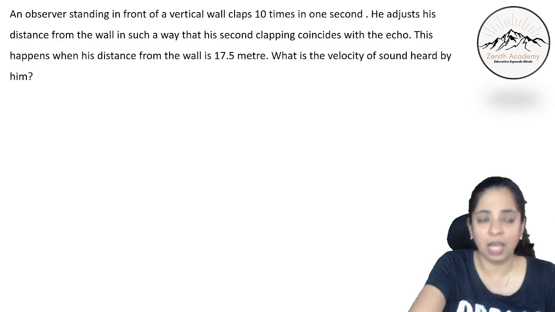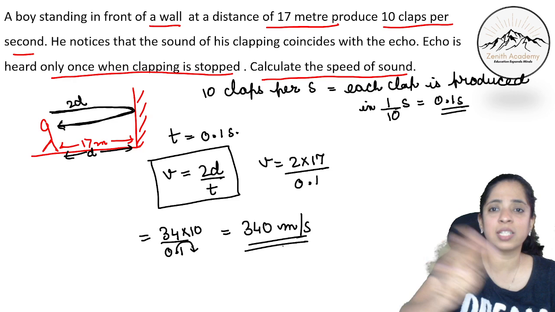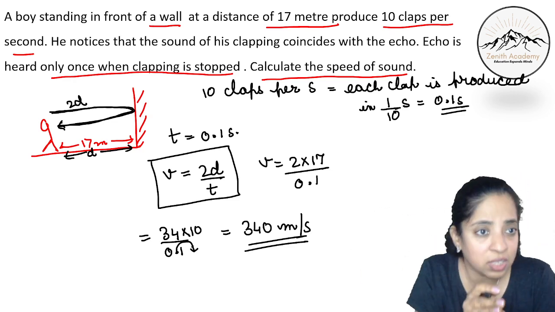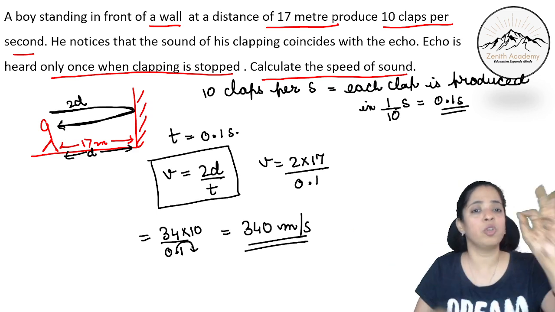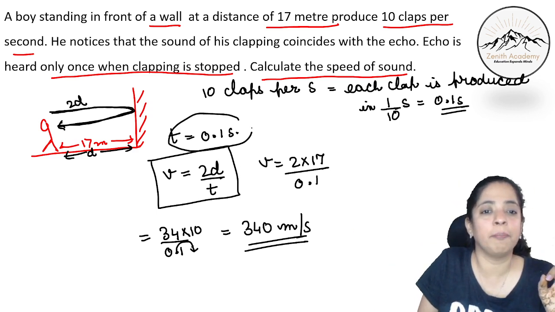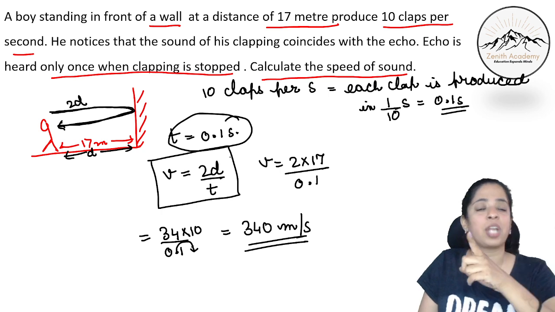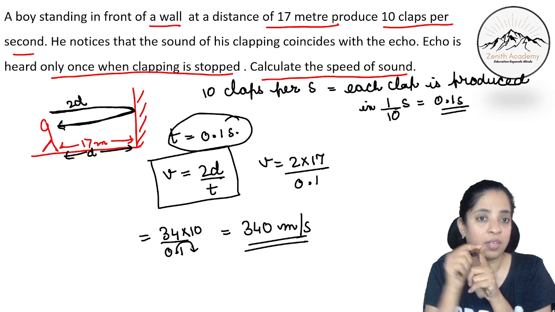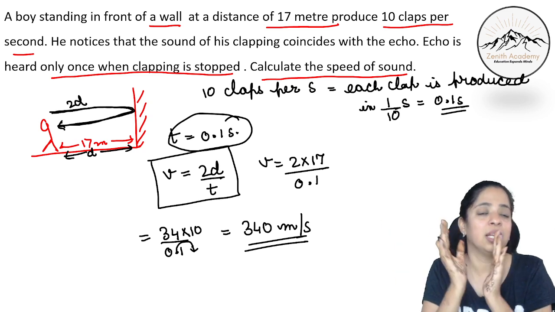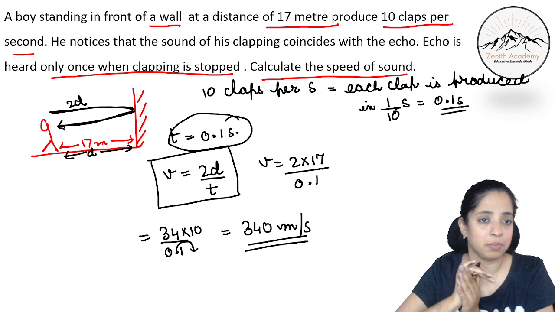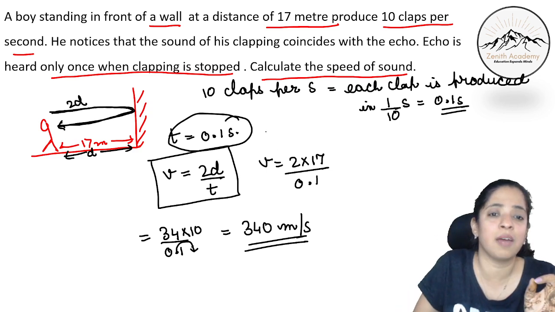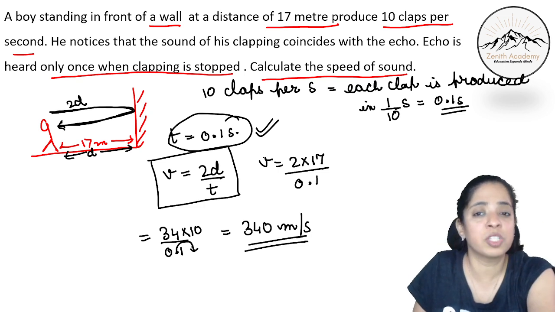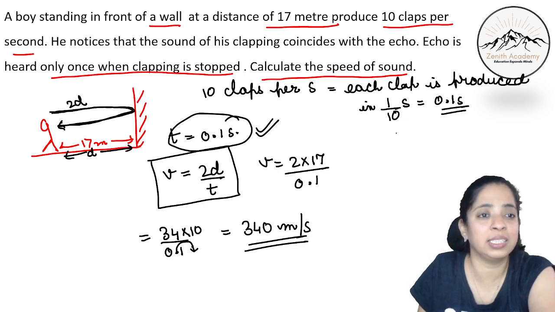Understood? Now next question. Here you should understand that the echo is coinciding with the clap and it is heard only once. So you just have to simply take the time period, the time for each clap, because anyway the echo is coinciding with the sound of his clapping, and it is heard for the last time. Then only it is heard. So you just have to take this time. I hope this is clear why you have taken it like this.